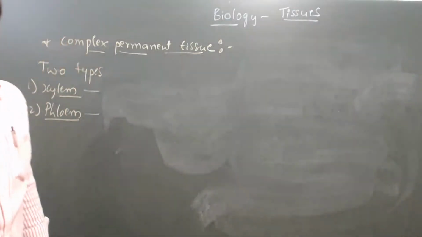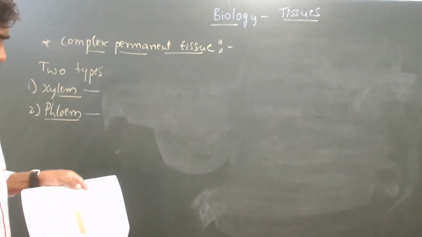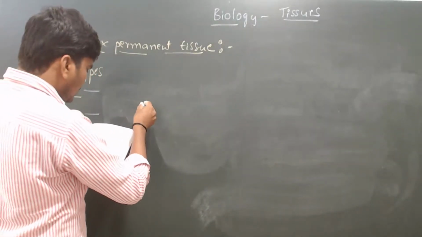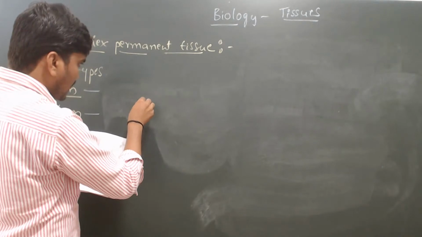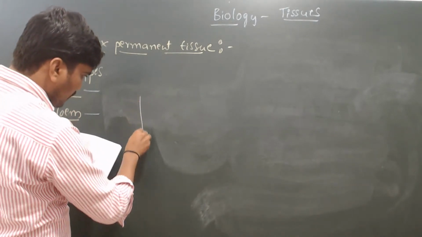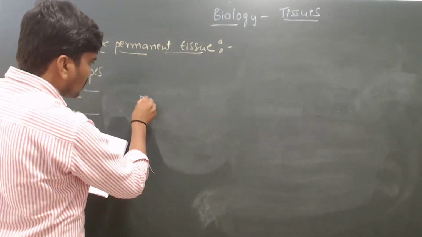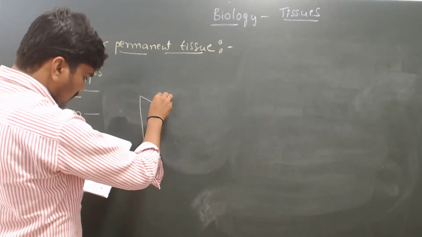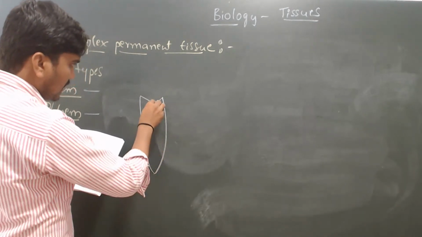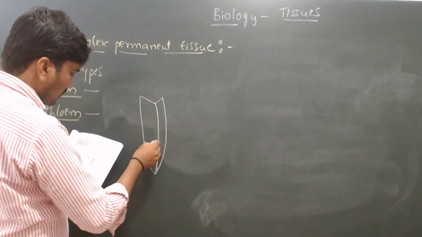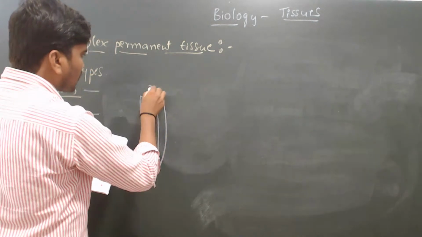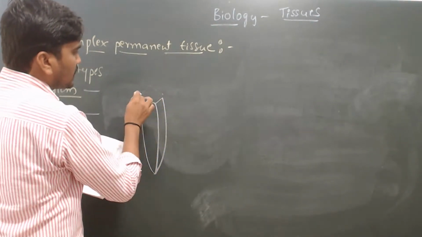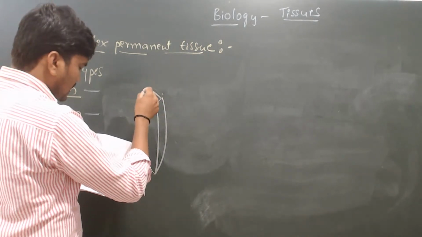One is water conducting tissue, another one is food conducting tissue. First one, see the diagram. Then observe the diagram. This is the diagram of tracheids. Is a tracheid present in xylem or phloem? This tracheid is present in xylem. Tracheids are present in xylem.